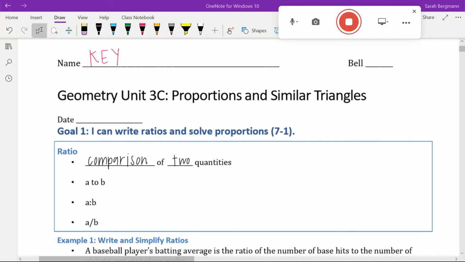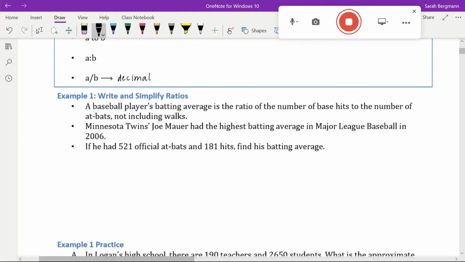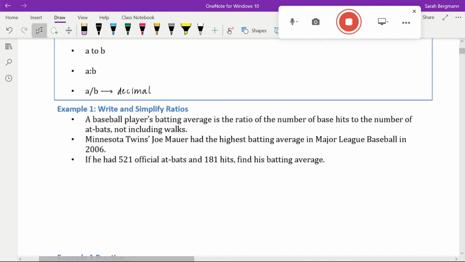So a ratio, you should know, is a comparison of two quantities. You can write it in many different forms: A to B, A with a colon B, or A over B. We can also divide this out and have a decimal. So for example, you see ratios in your real life in places like baseball.